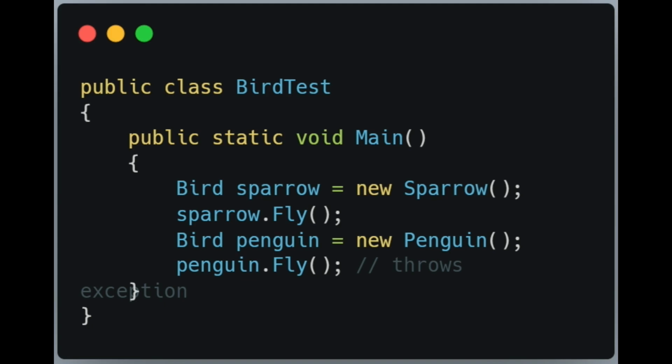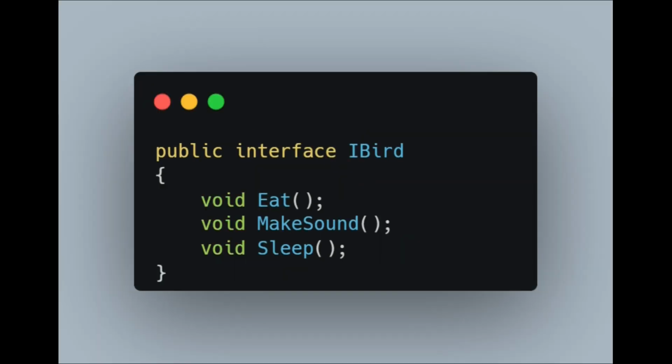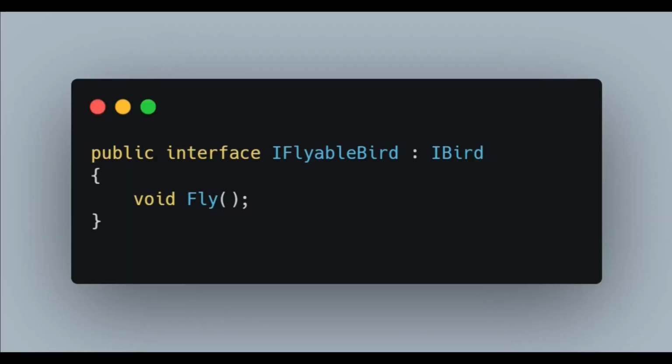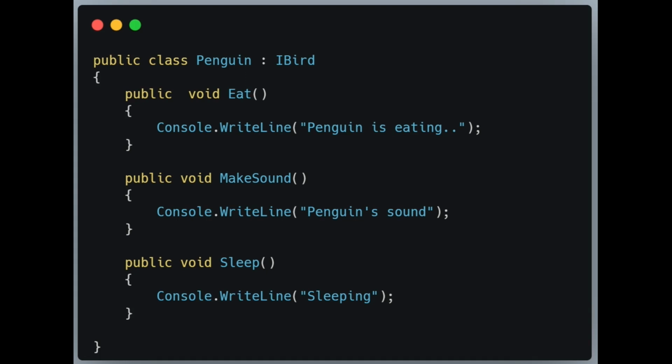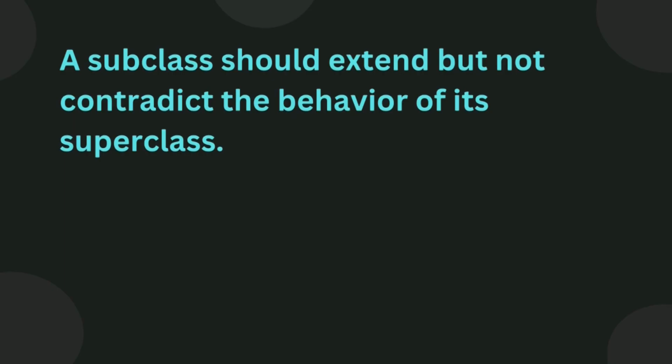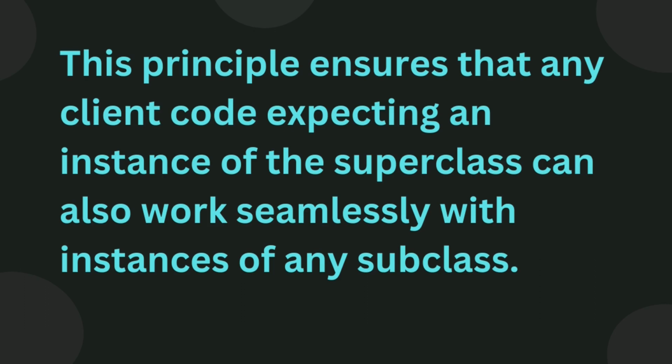So let's refactor our previous example. Let's create the IBird interface. We need to have another interface which will have the bird's behavior with flying capabilities. Since a sparrow can fly, it will implement the IFlyableBird interface. Penguins do not fly, so they will implement the IBird interface. A subclass should extend but not contradict the behavior of its superclass. This principle ensures that any client code expecting an instance of the superclass can also work seamlessly with instances of any subclasses.